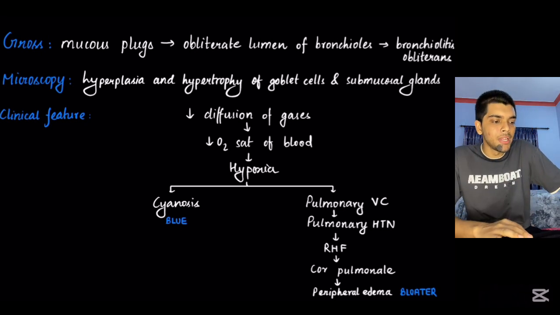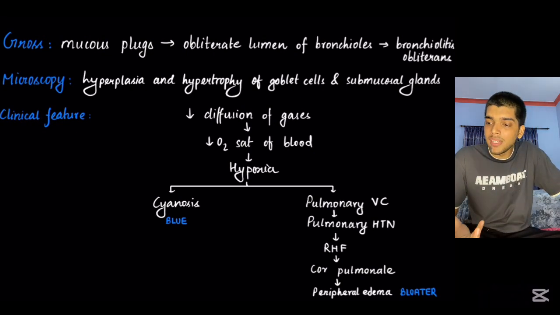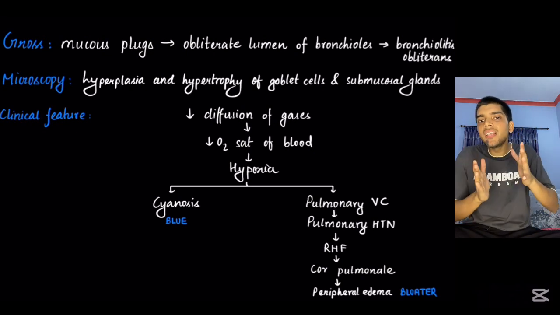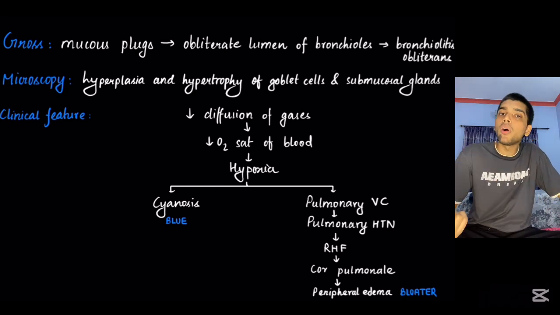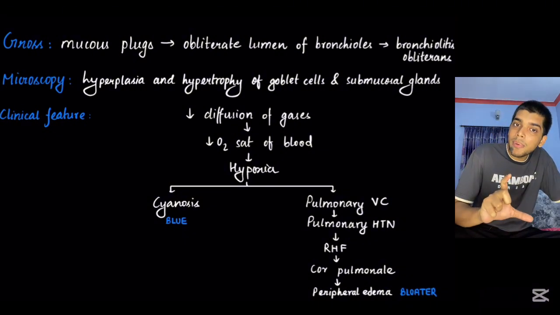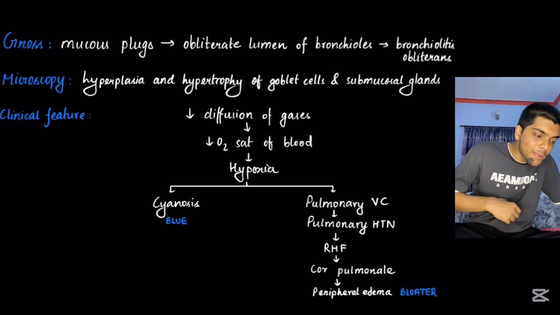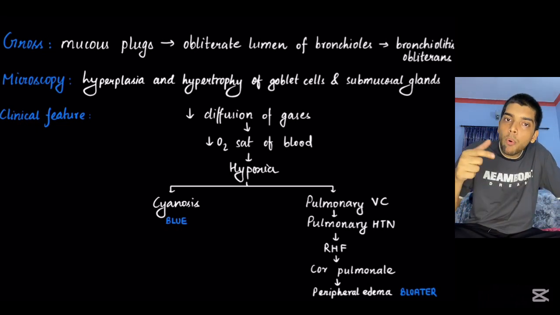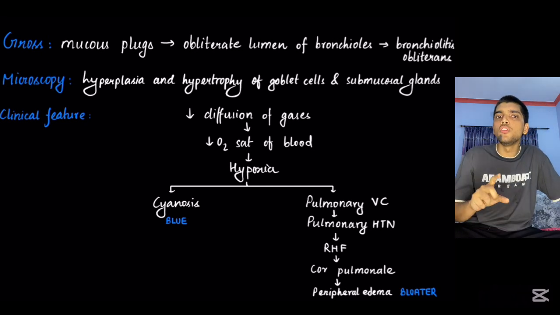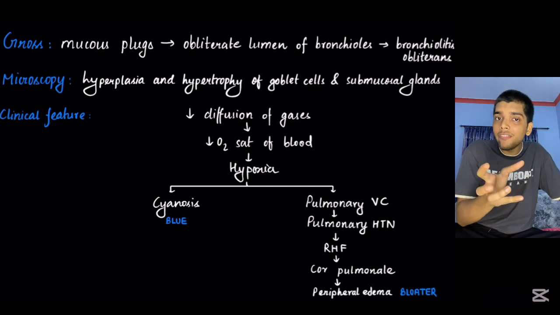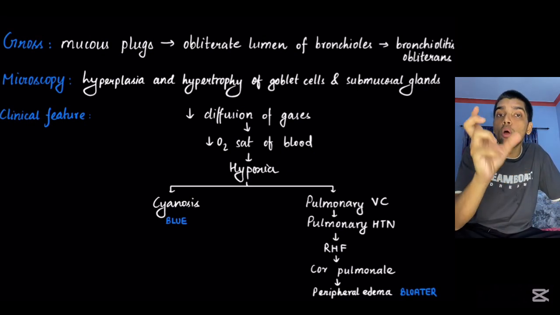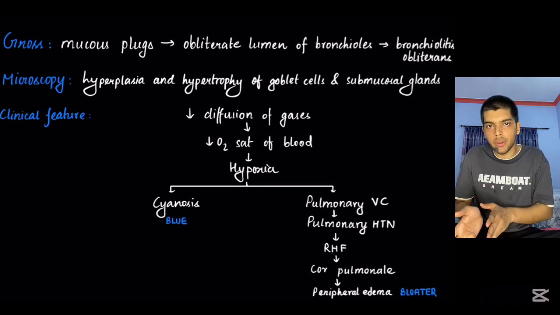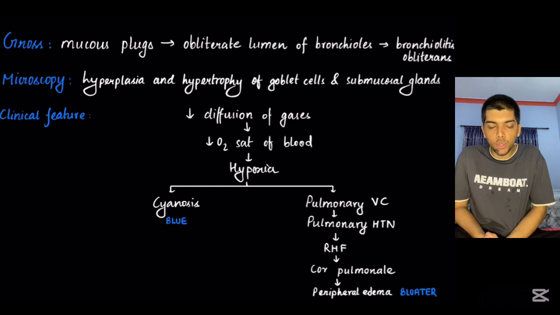And clinical features. Since there is increased production of mucus, the mucus lines the alveoli, increasing the thickness of respiratory membrane, decreasing diffusion of gases, and leading to hypoxia. Now hypoxia, when it worsens, can lead to cyanosis. As a result, the patient appears blue. At the same time, due to hypoxia, there is pulmonary vasoconstriction, leading to pulmonary hypertension, leading to right heart failure, leading to cor pulmonale, leading to peripheral edema. So the patient appears as a bloater. Overall, blue bloater. So, yeah, chronic bronchitis done.